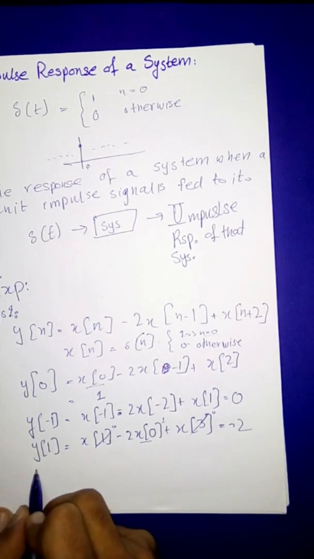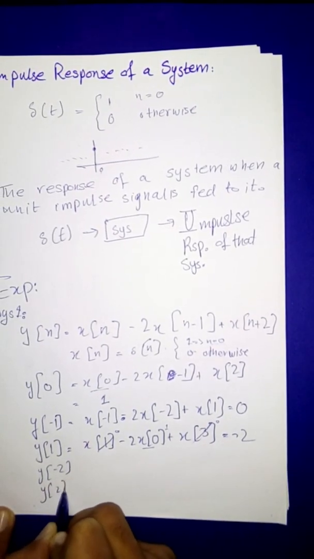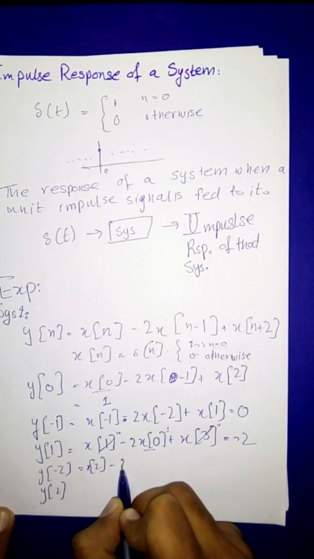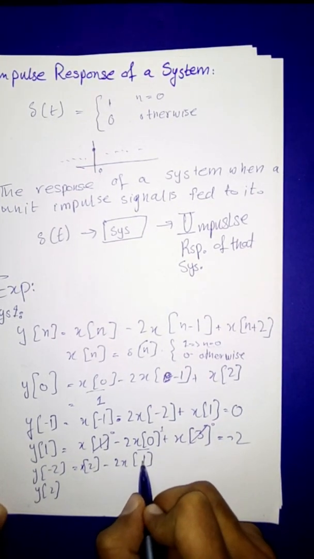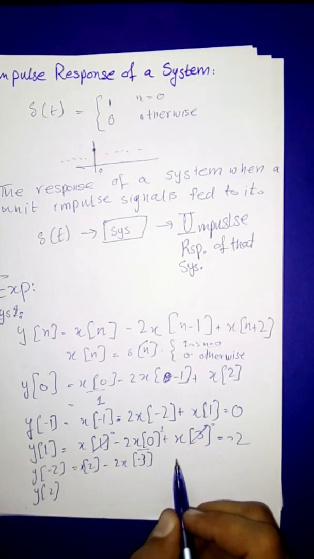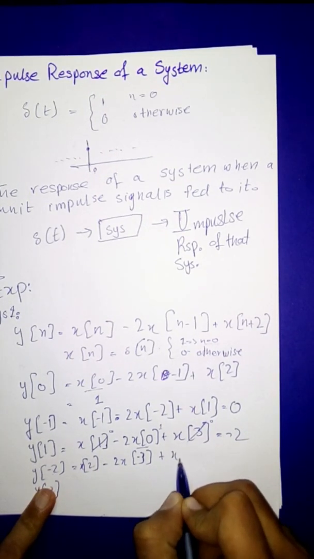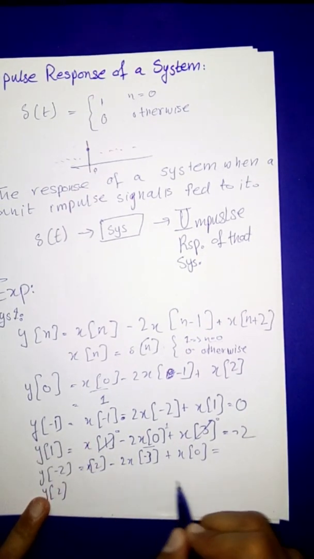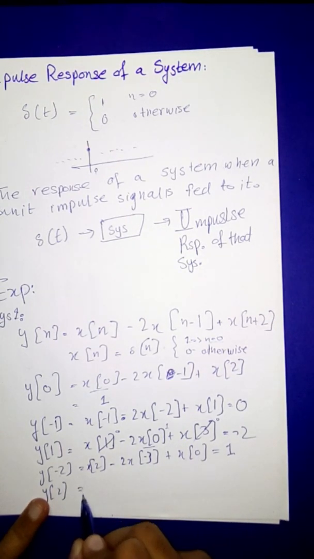Now for y of 2, we will have x of 2 minus 2 x of 1, sorry, minus 3 for minus 2. If we have minus 2, they will both get summed up, and plus x of 0. This will result in 1, others will result in 0, so we will have 1 as the amplitude for minus 2 point in the time domain.